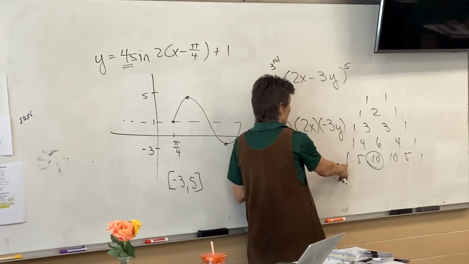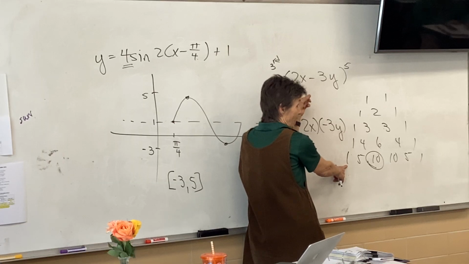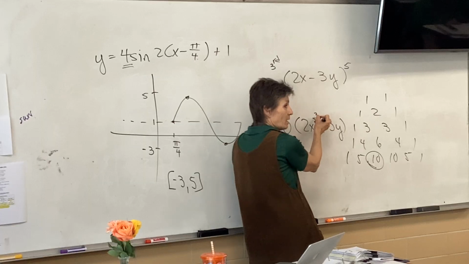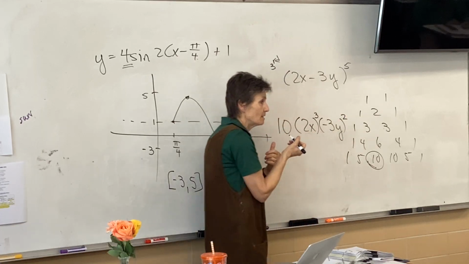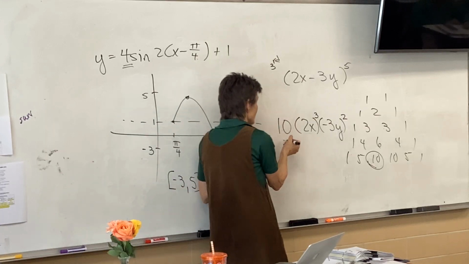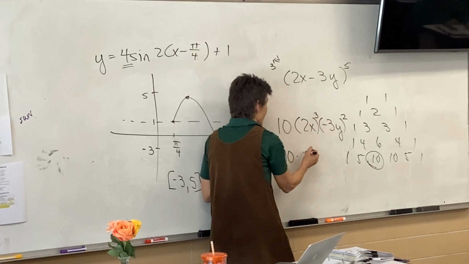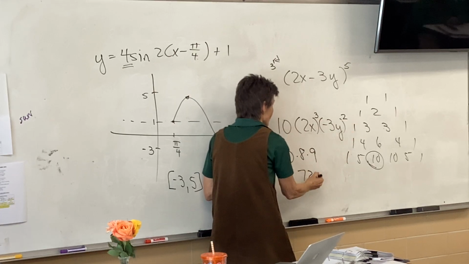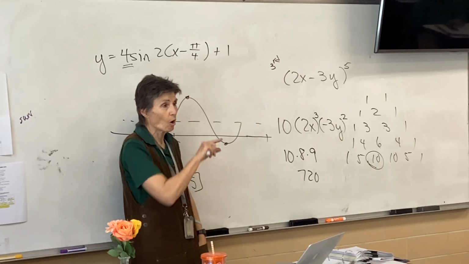Right here, first term, the power on the 2x would be 5. Here it would be 4, so on the one I want, it is 3, and then that is a 2. So the coefficient is going to be the 10 times 8 times 9. So the coefficient is 720. It's all those pieces.